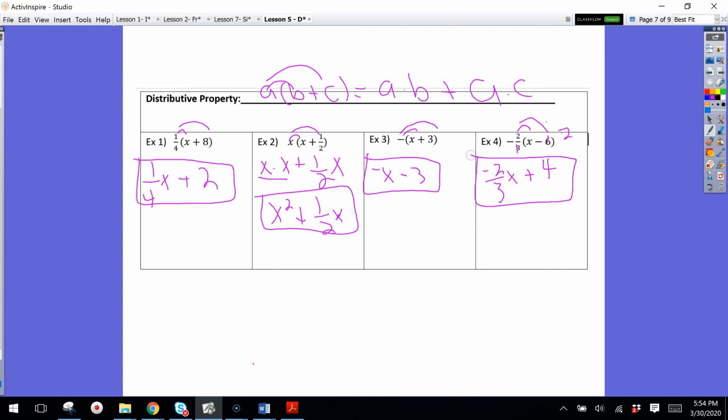So there we go. Think about it: 2/3 of 6 is 4, so that does make sense. All right, so this is the end of this recap of distributive properties.